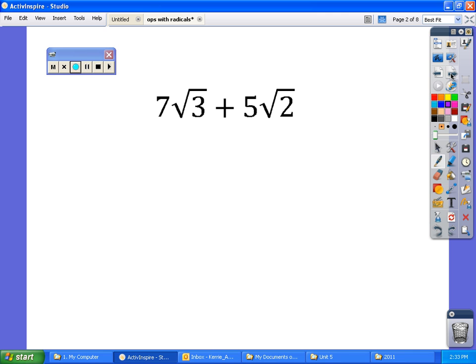Okay, in this particular problem, when I look at the two radicals, they don't match. So this is my final answer. I cannot combine like terms because nothing matches.